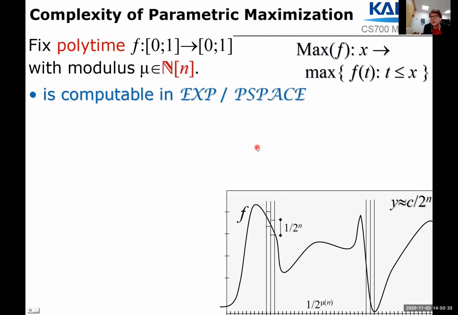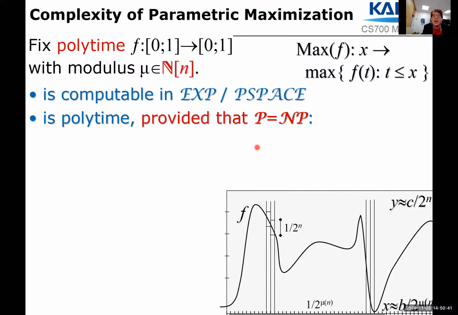And that raises the question whether one can improve that. And indeed, it turns out one can improve that to polynomial time, provided, that's a hypothesis, provided that the millennium problem P versus NP has a positive answer, P is equal to NP, which frankly the majority of complexity theorists believe to not be the case. But the statement says if this is true, then one can actually compute the parametric maximum in polynomial time.